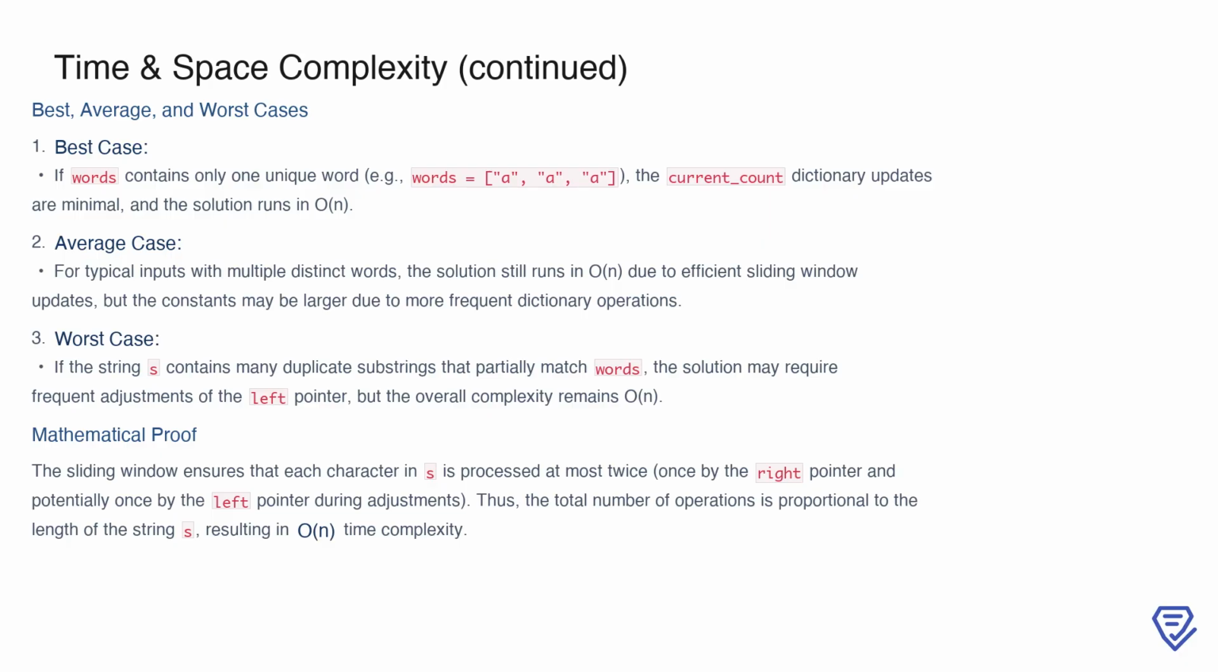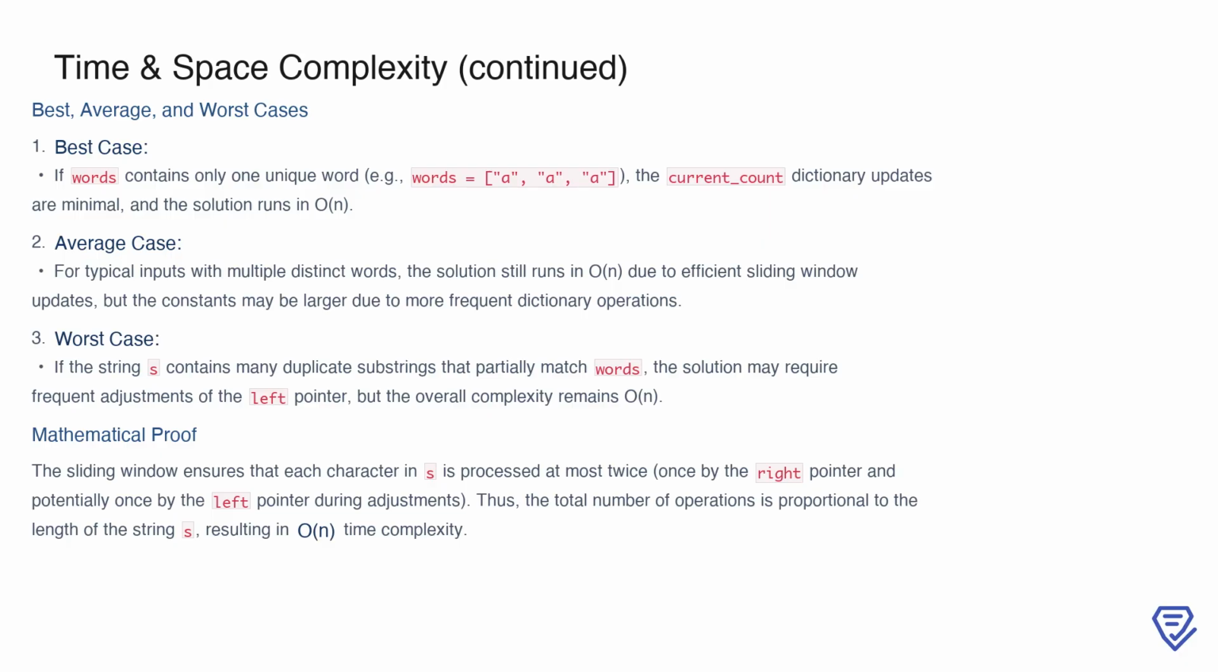The worst case arises when the string S contains many overlapping substrings that partially match words, requiring frequent adjustments of the left pointer. Even then, the complexity remains O(n). Mathematically, the sliding window processes each character in S at most twice, once as the right pointer moves forward and potentially again when the left pointer adjusts.